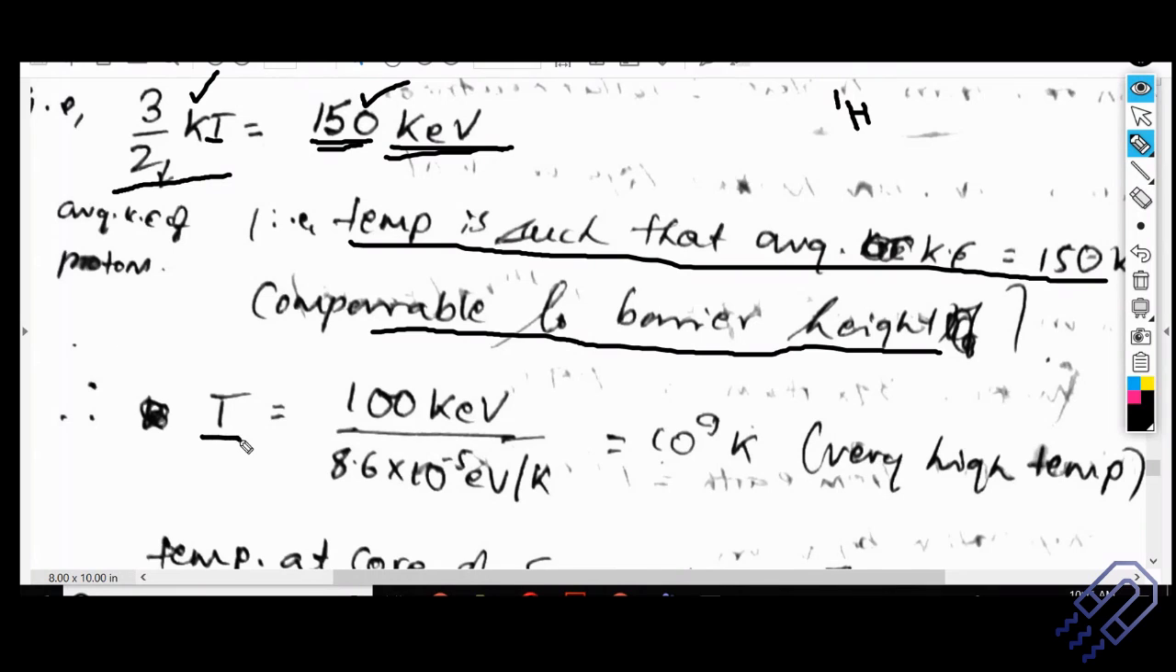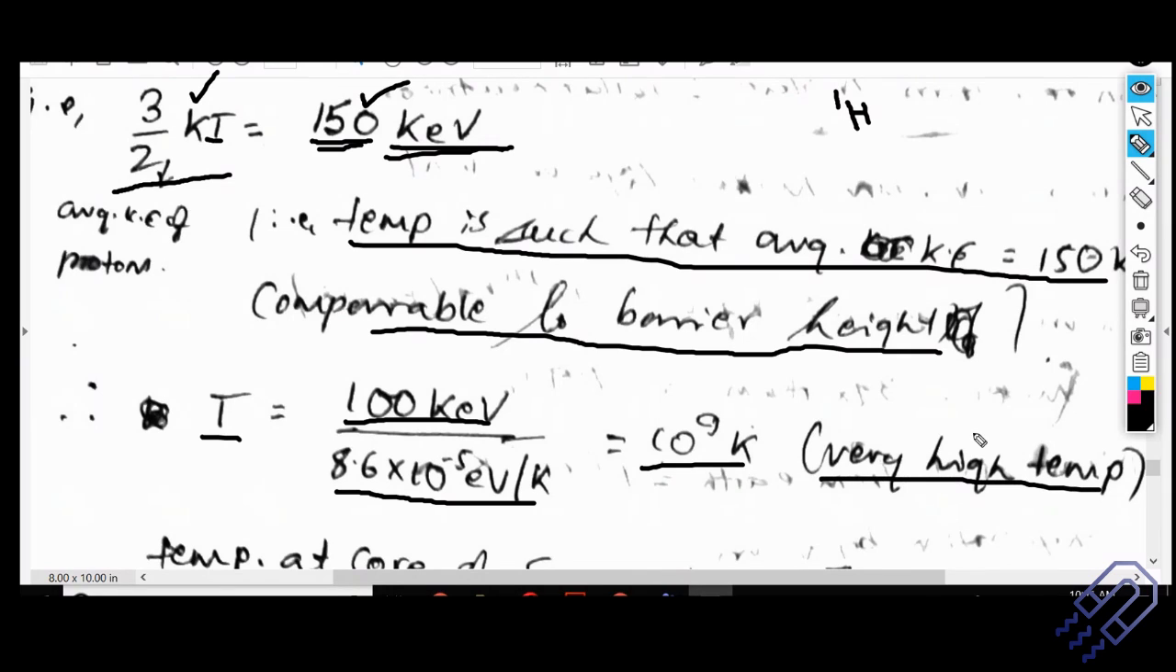So if you measure this temperature and do your calculation, this becomes 100 keV, because 150 into 2 divided by 3 is 100 keV, divided by the Boltzmann constant, 8.6 into 10 to the power minus 5 eV per Kelvin. If you do this, approximately the value is 10 to the power 9 Kelvin. It's a very, very high temperature, right?